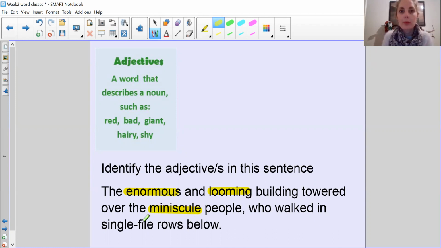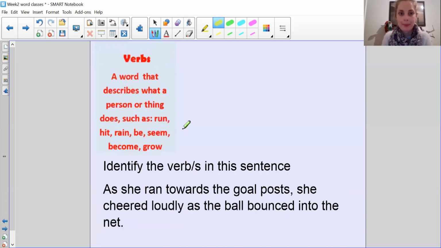And we can use that root word mini to decode that word minuscule. All right, so if we look at the word minuscule and we look at that root word mini, you would know that the word mini means very small. Who walked in single file rows. Single file is describing the word rows. It's telling me more about it. So those are your adjectives in that sentence, and hopefully you managed to get them correct.